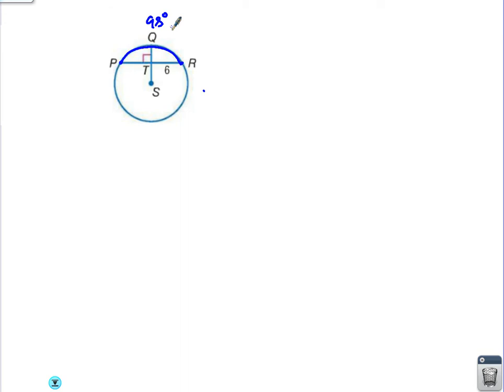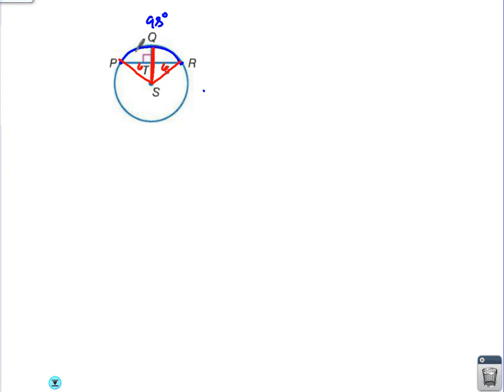Y'all see that that's perpendicular? And what I was going to get at, if you need to, just to where you can see it, draw this line and draw this line. And see that isosceles triangle there. Anytime you have an isosceles triangle and this is a perpendicular bisector, if this is 6, this is 6.